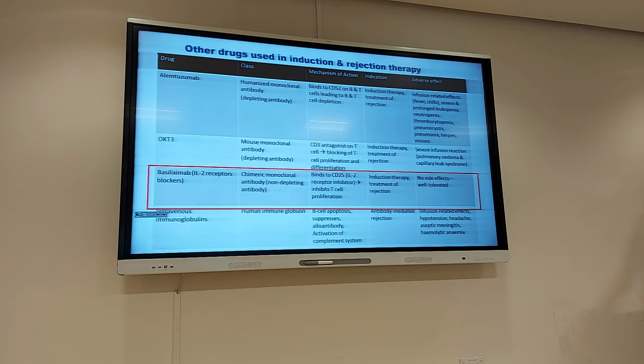So here's a list of other types of antibodies, but this is for common knowledge if you want. The most important one I would focus on, because it's a different example, is basiliximab, which I already talked about. It binds to CD25 and inhibits T cell proliferation. So it is used in induction therapy and treatment of rejection. And by far it's one of the best tolerated immunosuppressants used currently.